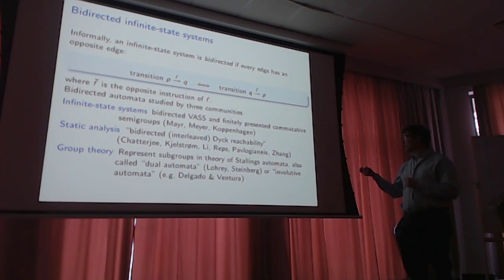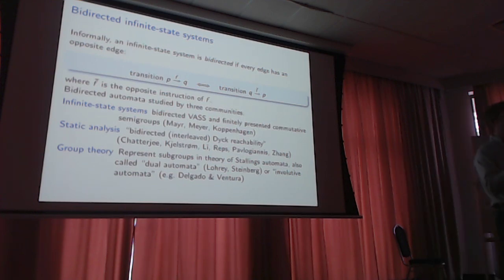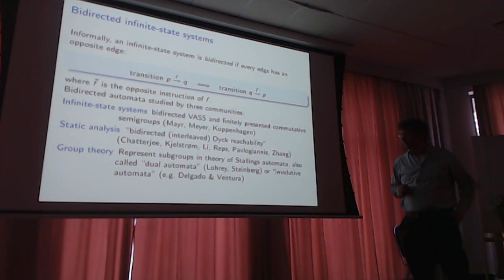Stallings automata are a super prominent technique in group theory. When you want to compute something called subgroups, you usually represent them using a type of bidirected automata. There's a slight variant called dual automata that's not quite as restricted as Stallings automata and also has algorithmic advantages. In bidirectedness, they're also called involutive. So there are several terms that describe this idea. And surprisingly, there's been very little interaction between these communities.